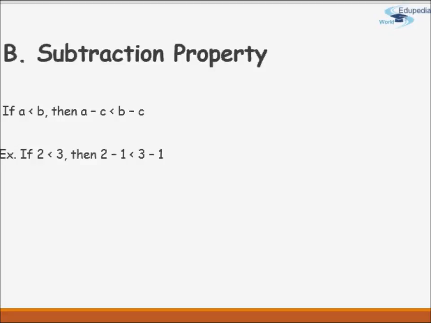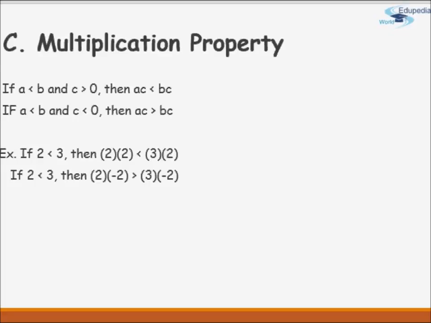Now we're done with the addition, we're done with the subtraction. Let's go to the multiplication. Now if you have a multiplication, this one gets a bit tricky, but it's not that much. It's just basic common sense if you just look at it. So if you have an inequality, just like in the previous example, in which a is less than b, and then you have to multiply both sides by c. Now this is where you have to be careful. That depends on whether c is greater than 0 or less than 0, whether c is a positive number or a negative number.